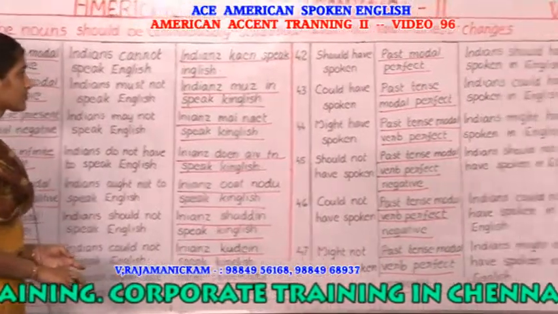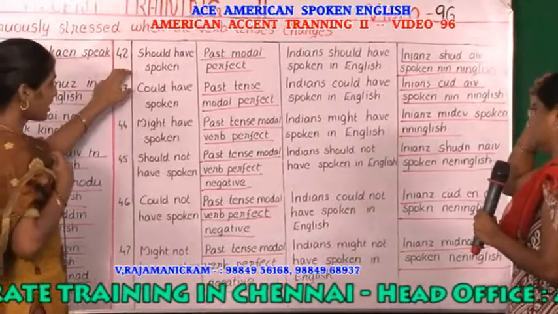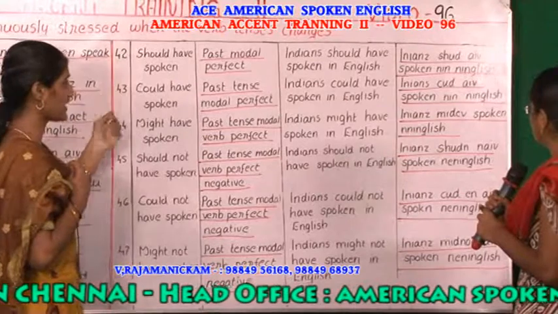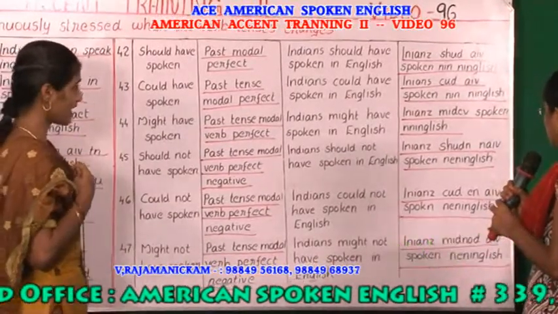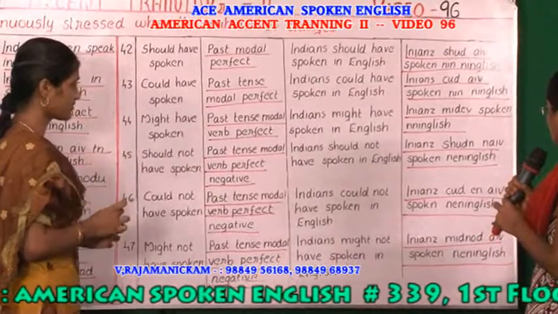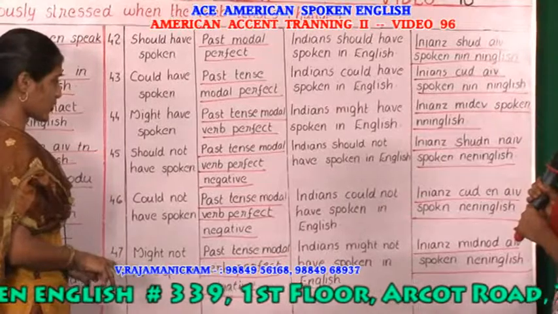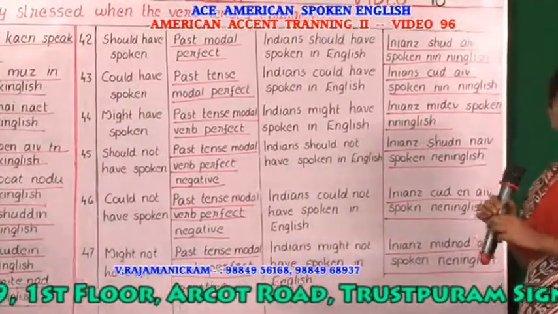Yes, over here, this side. Yes, come closer. Take the sentence and speak. Indians should have spoken in English. Indians could have spoken in English. Indians might have spoken in English. Indians shouldn't have spoken in English. Indians couldn't have spoken in English. Indians might not have spoken in English. Very good.